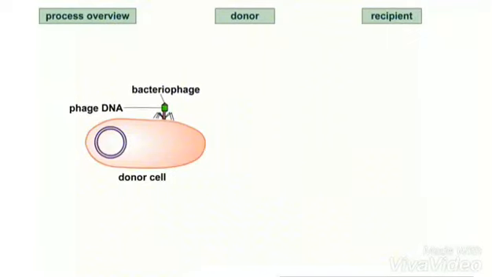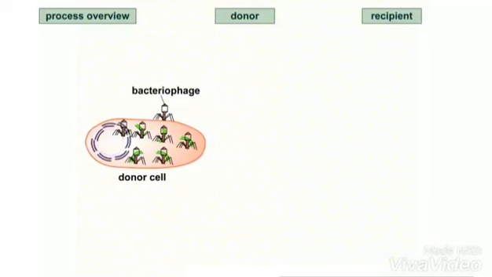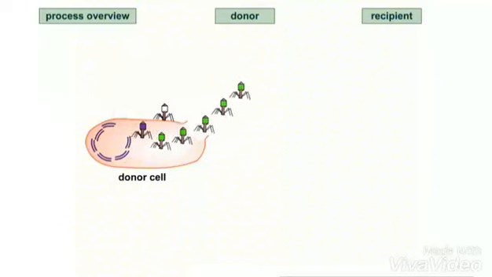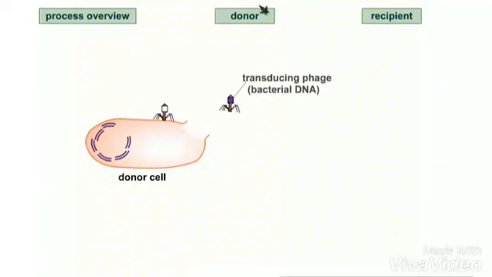In transduction, DNA from the chromosome of one cell is transferred to another cell via a replicating virus. A virus that infects bacteria is called a bacteriophage, or phage.